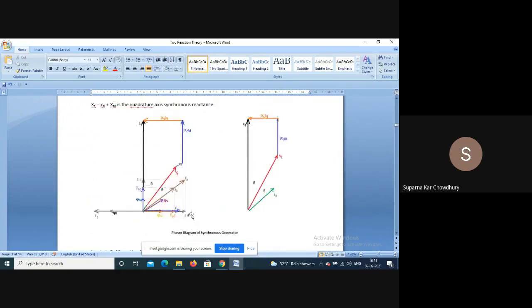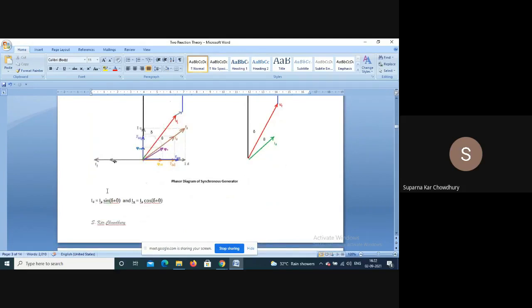So if we draw the phasor, it will look like this. That is, Vt plus IaRa plus jIdXd plus jIqXq is equal to Ef. Now, if we neglect Ra, as Ra is very small, the simplified diagram will be like this. Now, the angle between Vt and Ia is theta, and the angle between Ef and Vt is delta, or the load angle.